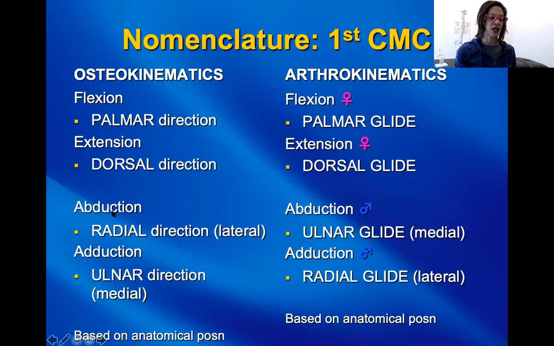If in abduction, the whole thumb is going in the radial direction, we're going to want to do an ulnar glide at the carpometacarpal, so the base of the first metacarpal on the trapezium. And then if we're going to do adduction, which will be in the ulnar direction, then we're going to do a radial glide at the base of the metacarpal on the trapezium.